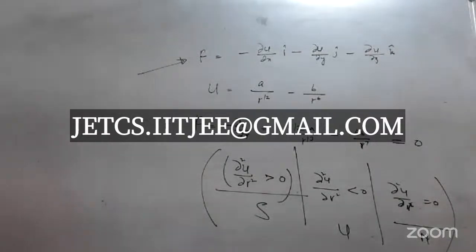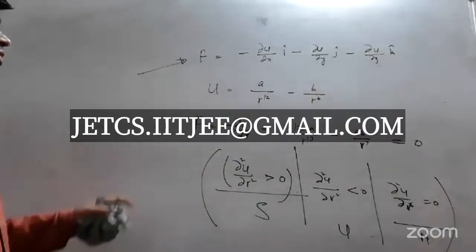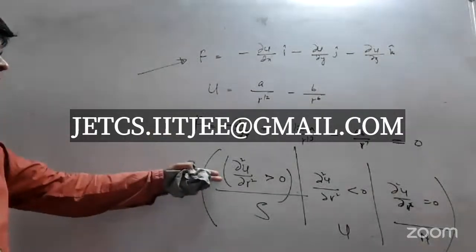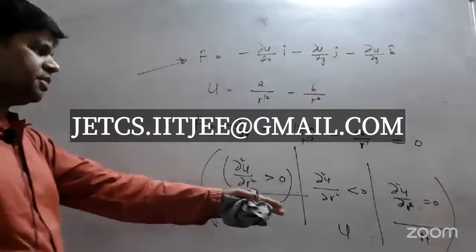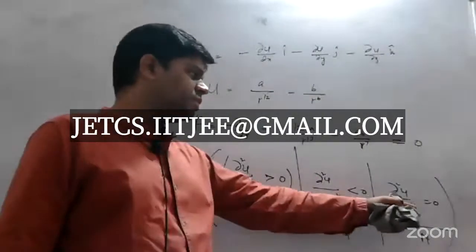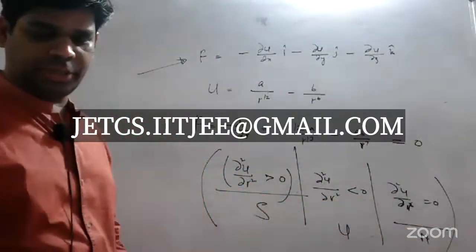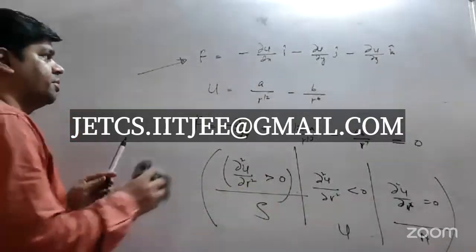All right. Now let's talk about the one-dimensional case, where we will see the significance of the second derivative being greater than 0 for stable, less than 0 for unstable, and equal to 0 for neutral. So let's look into the one-dimensional case now.